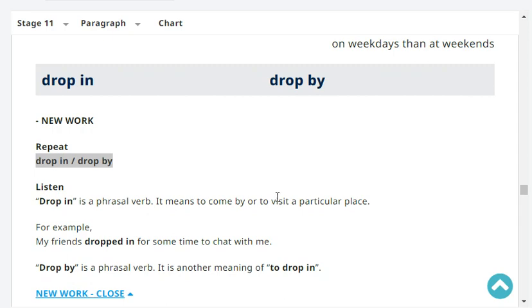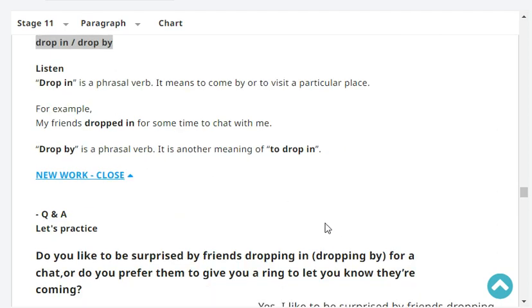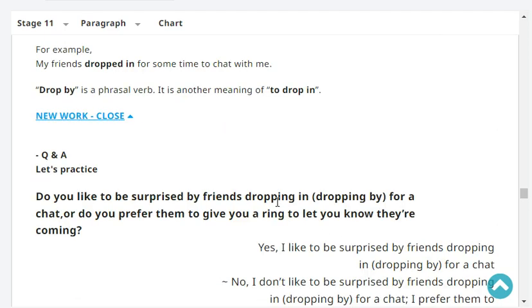Drop by is a phrasal verb. It is another meaning of to drop in. Okay, let's practice. Do you like to be surprised by friends dropping in for a chat, or do you prefer them to give you a ring to let you know they're coming?